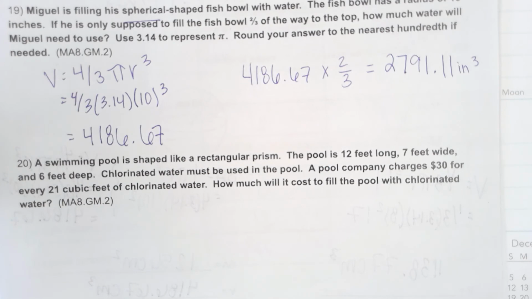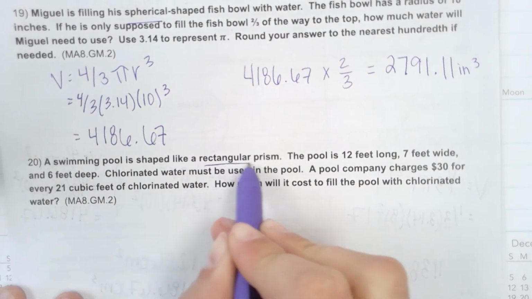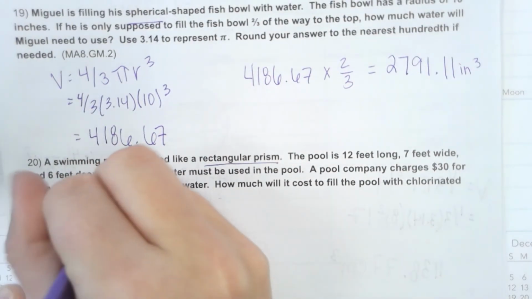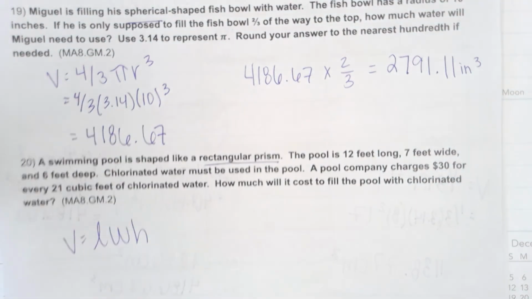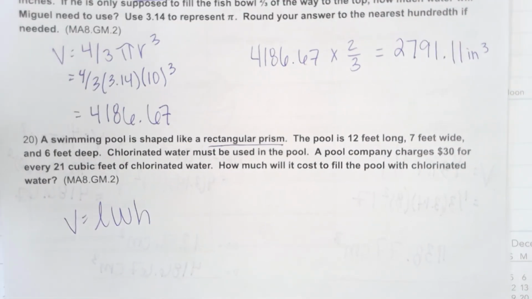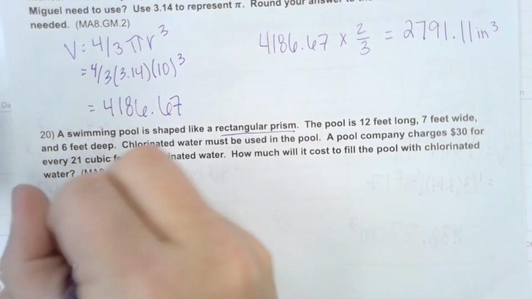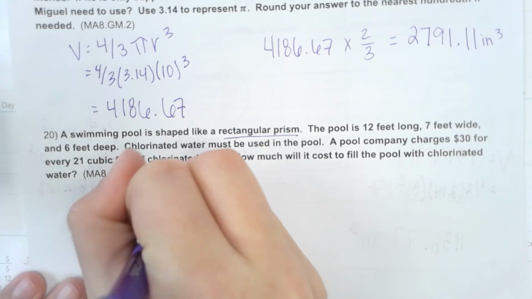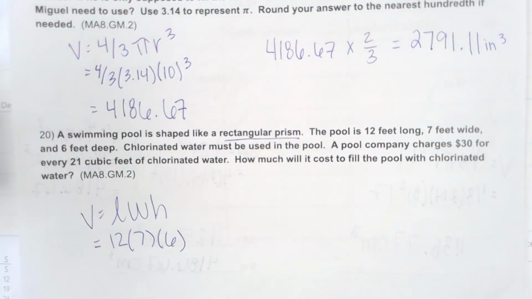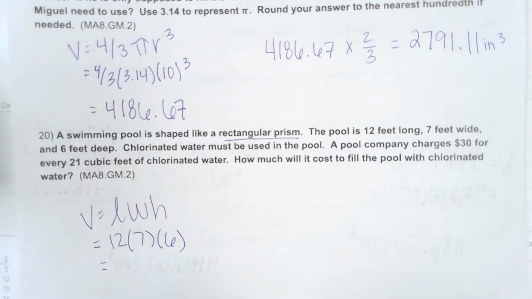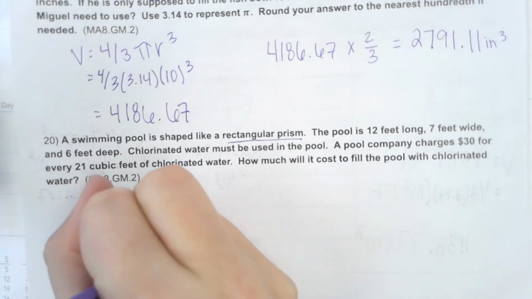Okay. So since, once again, we're talking about filling in the pool with water, so we're talking about volume, and they tell us that our shape is a rectangular prism. So our volume formula is length times width times height. They told us that it's 12 feet long, 7 feet wide, and 6 feet deep. So those are the numbers that I'll be plugging into my formula. And if I were to find that volume, it would be 12 times 7 times 6 is 504.